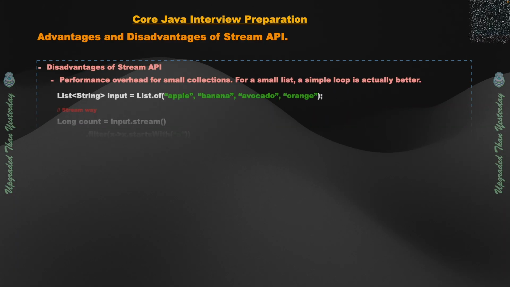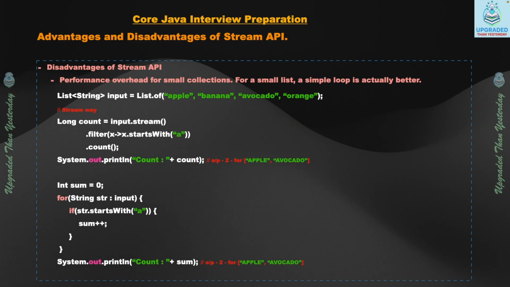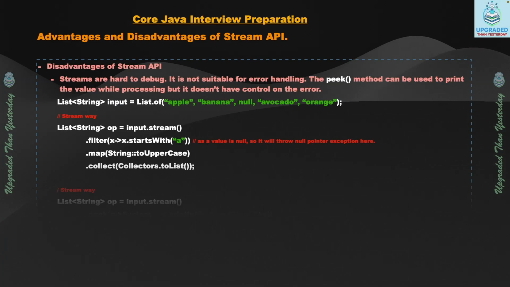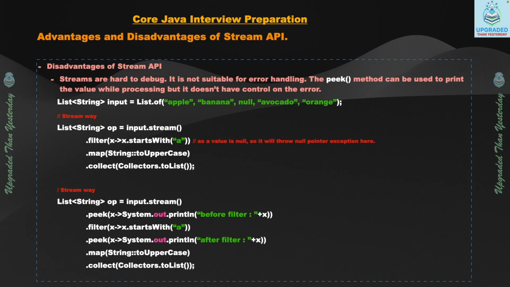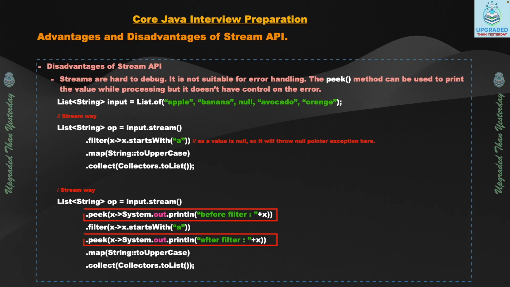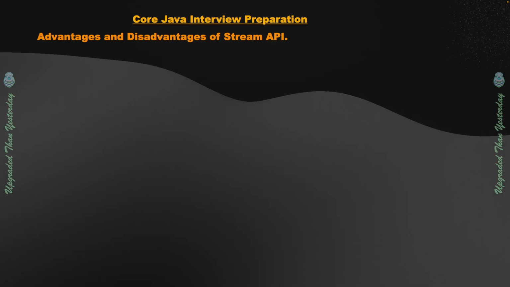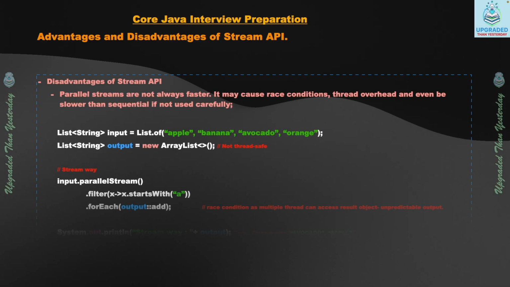Next disadvantage. If the requirement is very small, then usage of looping is better than the stream, as the stream looks harder to write. Next disadvantage is streams are hard to debug. The peek method can be used to print the values, but it does not give control over the error handling. Next, the race condition in parallel stream.